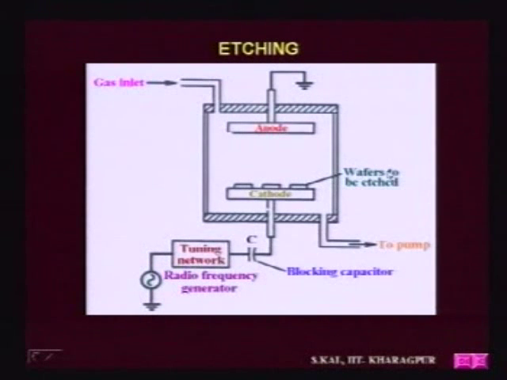You can keep the wafers on the cathode, here. Since it is the cathode, the ions will be accelerated towards it, and will physically bombard the surface of the silicon wafer, and some of the material from the surface will come out, and the etching process continues. This is the very simple structure of a sputter etch system.